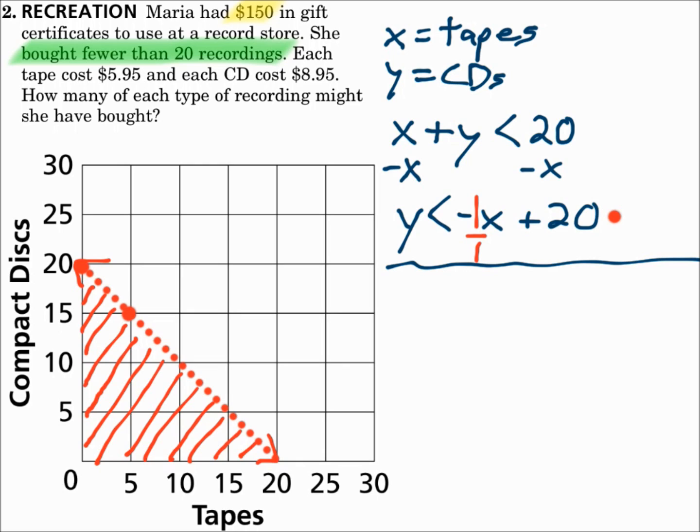She had $150 in gift certificates, and the tapes cost $5.95 and CDs cost $8.95. So if you do the tape cost times the number of tapes and the CD cost times the number of CDs, that can't go over 150. So I know that 5.95X plus 8.95Y has to be less than or equal to 150. It can be equal to 150 because she does have $150 in gift certificates.